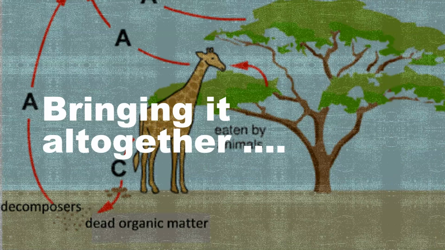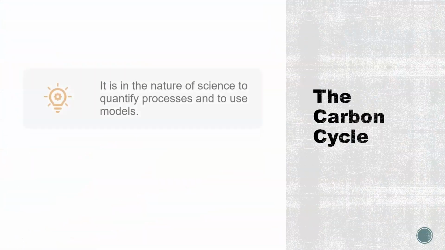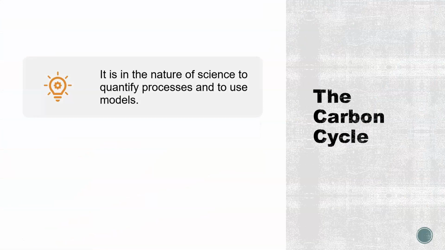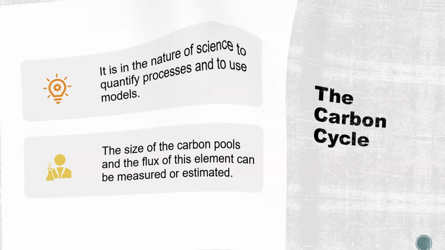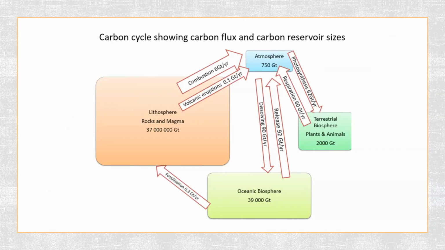Okay, bringing everything together now. We have this thing called the carbon cycle, which we looked at briefly at the start. Now, it is in the nature of science to quantify processes and to use models, and that's what the carbon cycle is. It's a model of a process. The size of the carbon pools and the flux of this element can be measured or estimated. So you can put values on these things, as you can see in this picture.